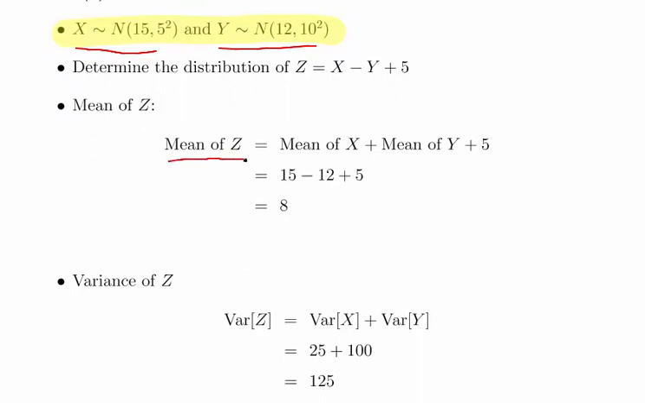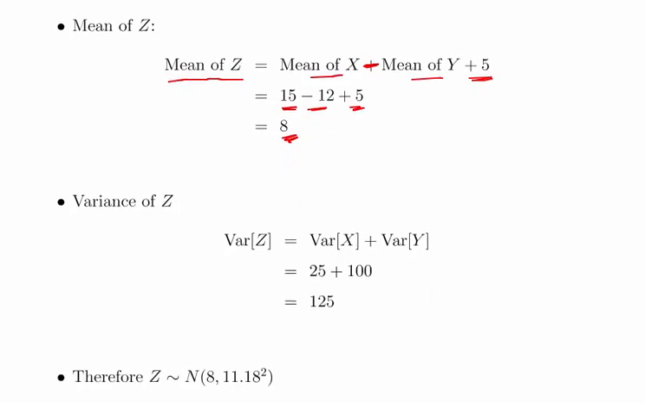Okay, so the mean of Z is actually just the mean of X minus the mean of Y, sorry, I should put minus there, plus 5. So it's 15 minus 12 plus 5, so it is 8. So the expected value of Z, the mean, is 8.